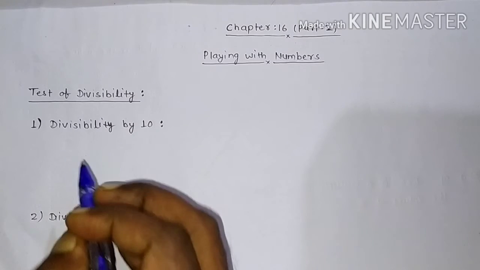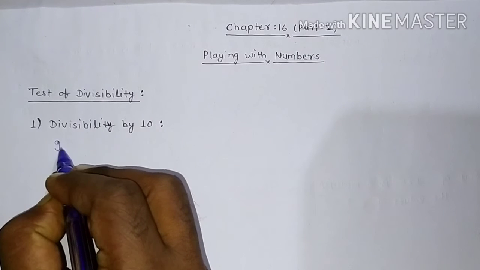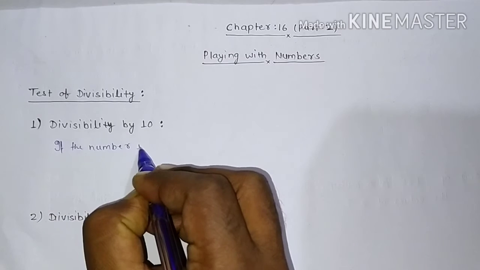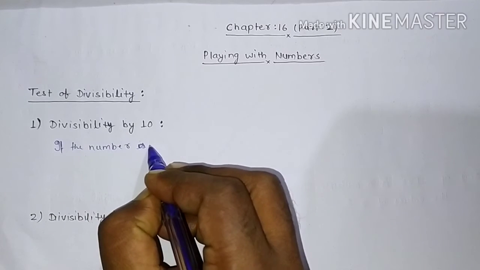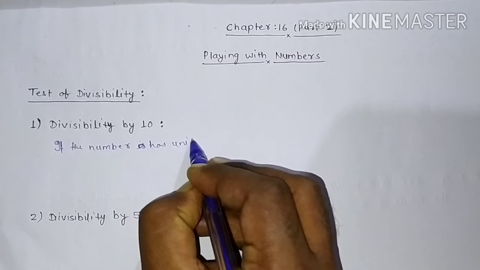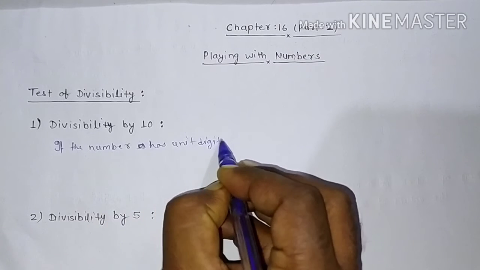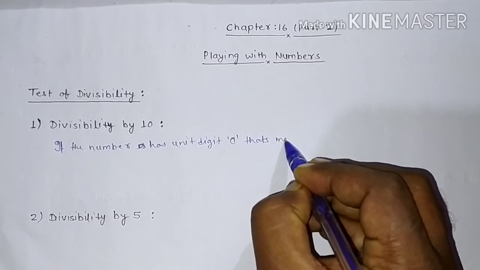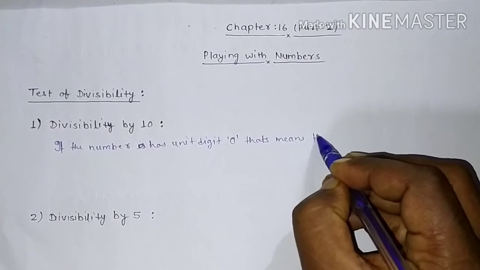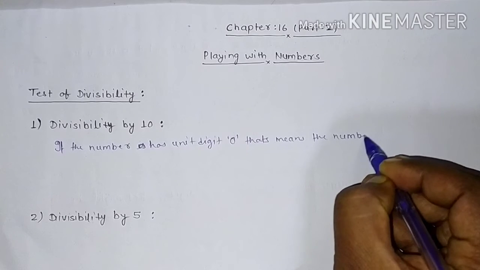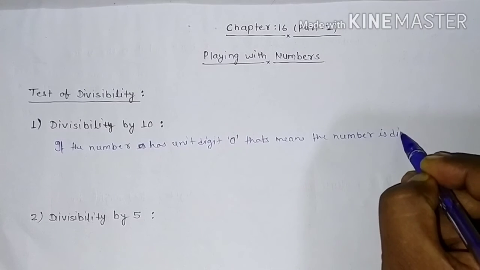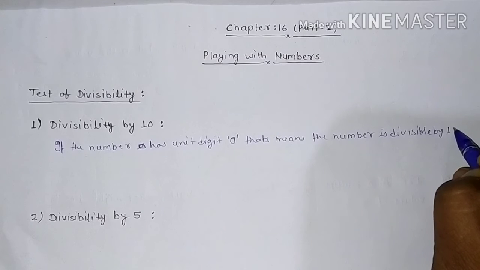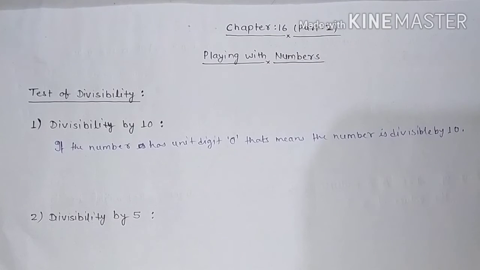Okay, so here we can write: if the number has unit digit 0, that means the number is divisible by 10. Okay, so it's very simple. So let's take examples.